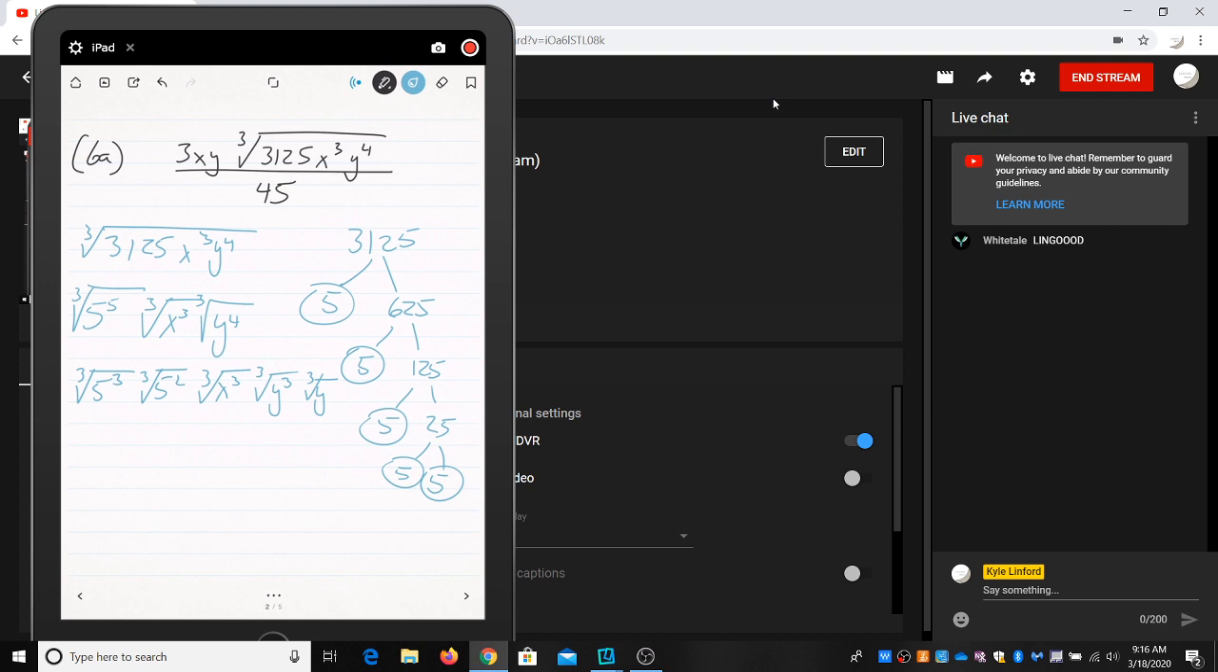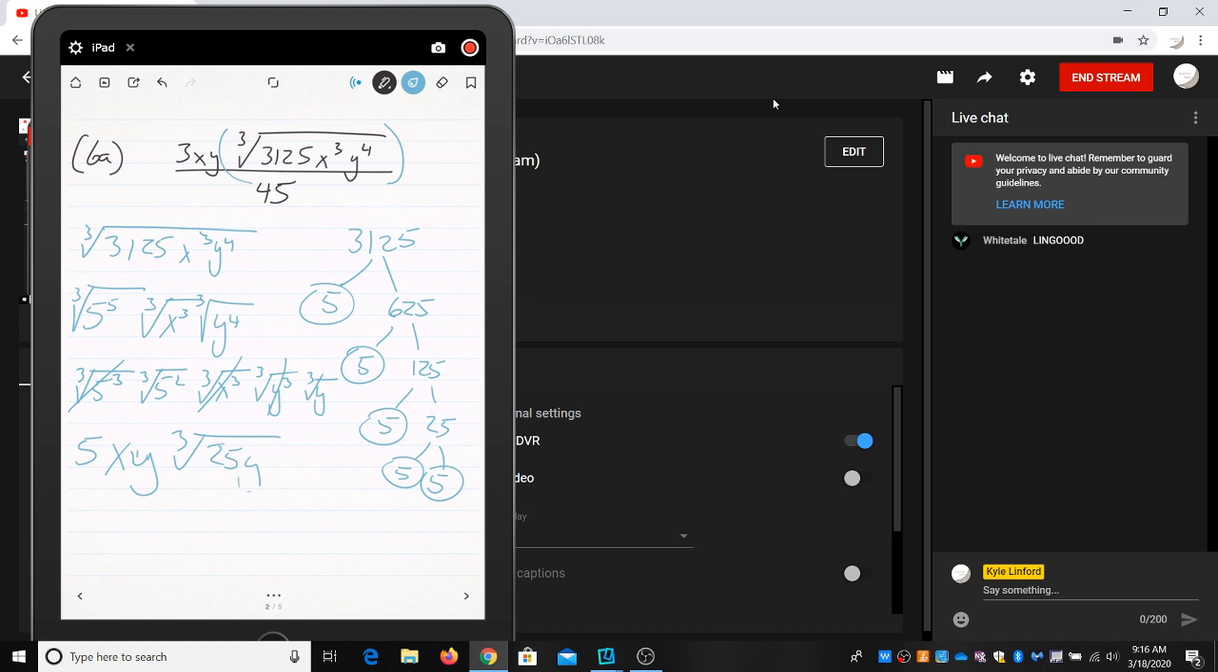So let's go ahead and break these down. The cube root of 5 to the 3rd is just 5, so that goes away. The cube root of x cubed is just x. The cube root of y cubed is just y. And it looks like that's pretty much it. So we have 5xy times the cube root of 5 squared, which is 25, and y. So there we go. This is how we've simplified, or broken down, this radical expression.